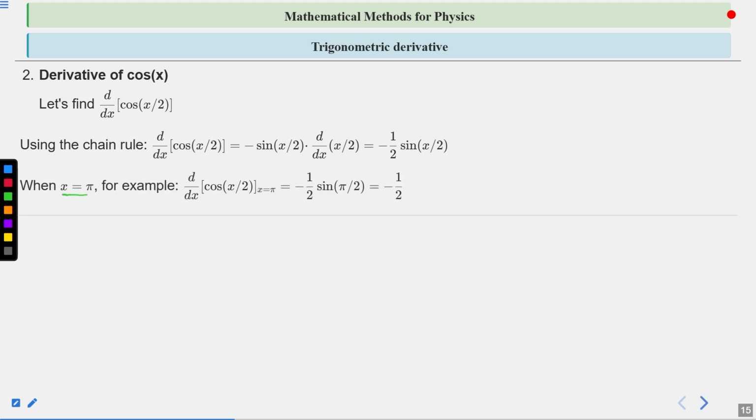When x is equal to pi, for example, d upon dx of cos x by 2 at x is equal to pi. In that case, the final answer is minus 1 by 2 sin pi by 2, which is equal to minus 1 by 2. I hope this is clear.